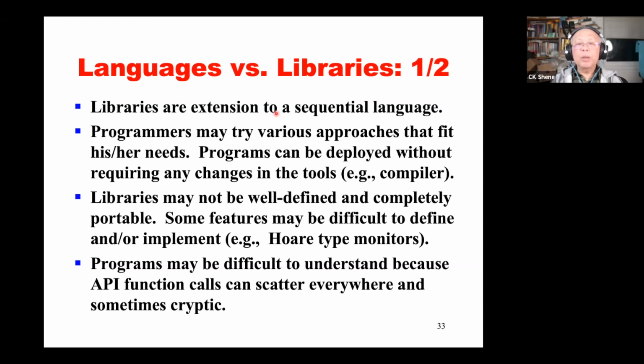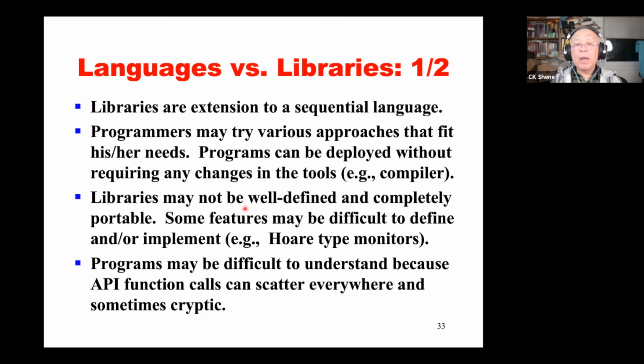In addition to Pthread, for Windows, or even for Unix, there are tons of available free or commercial libraries for multi-threaded programming. So in this way, programmers may try various approaches that fit his or her needs. Programs can be developed without requiring any change in the tool. That is, you purchase a set of libraries, you compile your program and link your program with the library. So you don't have to buy a new compiler.